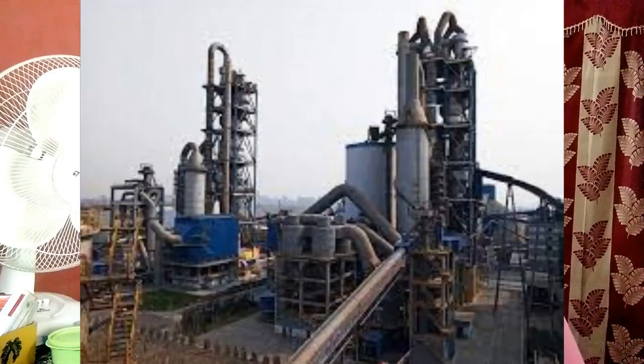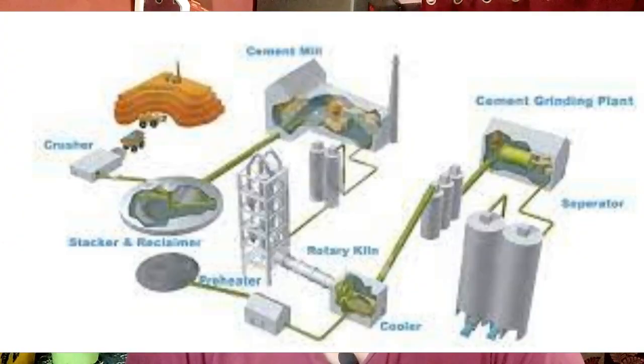There are 4 stages in the manufacture of Portland cement. First is crushing and grinding the raw materials. First, we should do it: stones will be there, limestone will be there. In that crushing and grinding the raw materials, that machinery is important. And second is blending the materials in the correct proportions. And third is burning the prepared mix in a kiln.